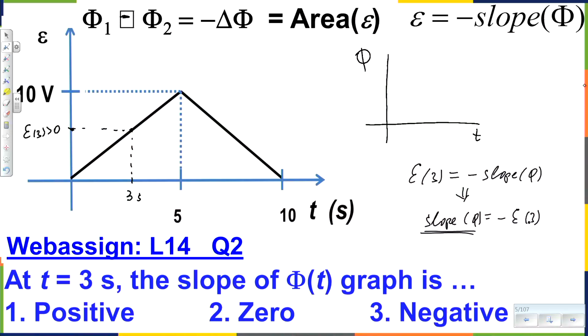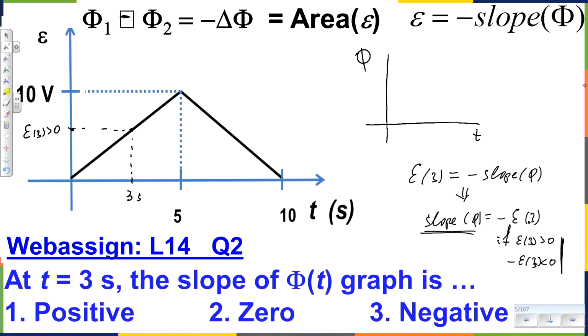If this is a positive number, this is supposed to be a negative number. So the winning answer actually is wrong. Democracy doesn't work in physics. Logic works.